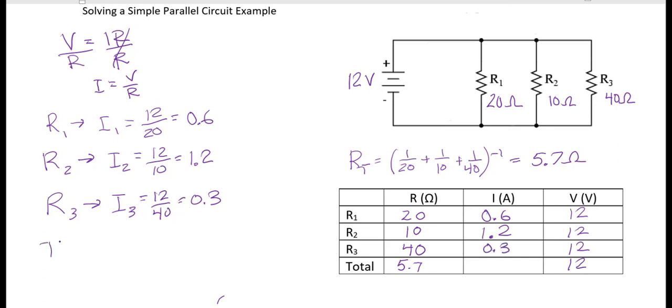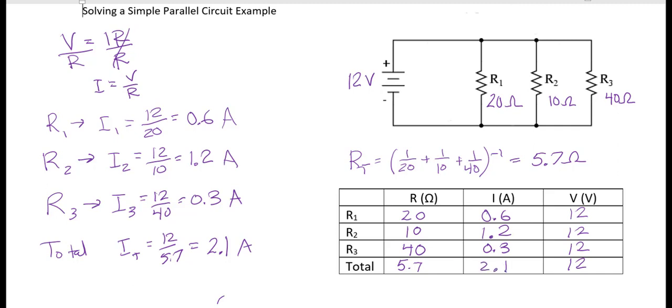And for the total, IT is going to be equal to 12 divided by 5.7. And I actually didn't do that ahead of time. We're going to get 2.1, and I'm rounding a little bit here. These are all in amps. I've been trying to make sure that your Canvas problems don't have a lot of rounding in them to avoid difficulty.